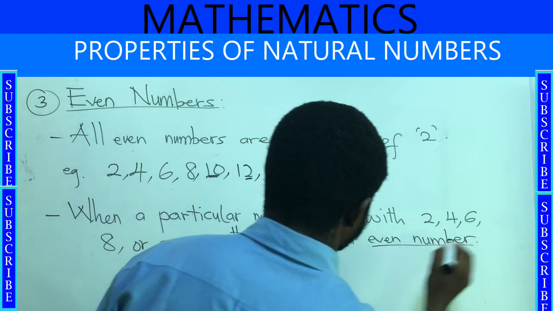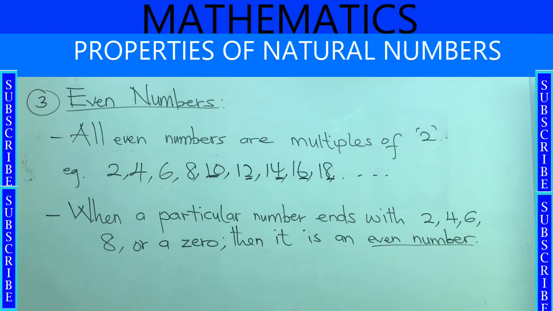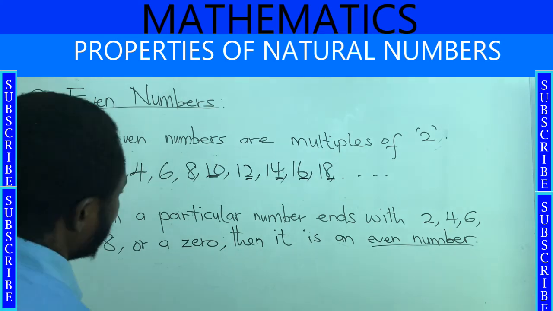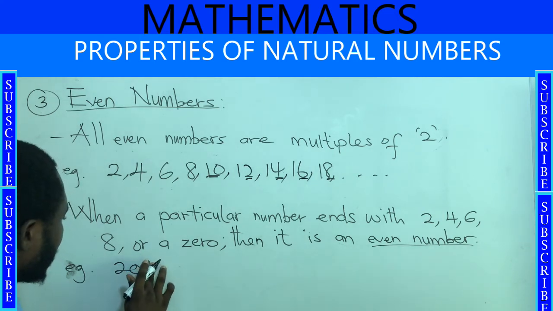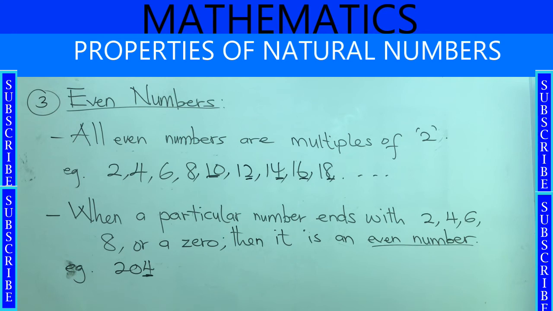So that is it. When a particular number ends with 2, 4, 6, 8, or a 0, then it is an even number. So all numbers that end with 2, 4, 6, 8, or 0 are even numbers. When we are taking examples, we can say that 204 is an even number. Why? Because the last digit, the 4, makes it even. Every value that ends with 4 is an even number.